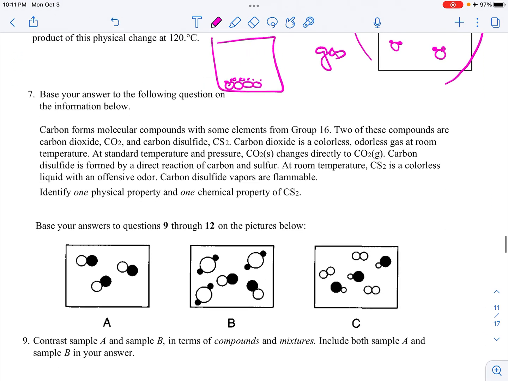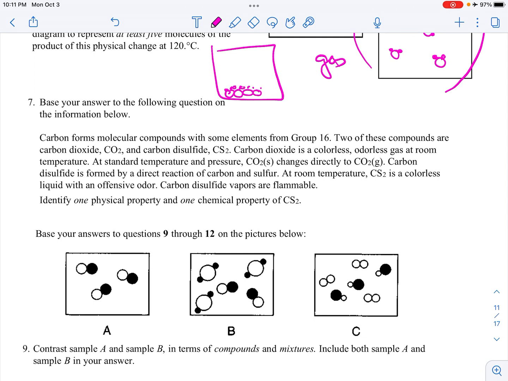Identify one physical property and one chemical property of CS2. So physical properties are things that we can observe, measure, or calculate. So CS2, carbon disulfide. Carbon disulfide is formed by direct reaction of carbon and sulfur at room temperature. Carbon disulfide is a colorless liquid with an offensive odor.